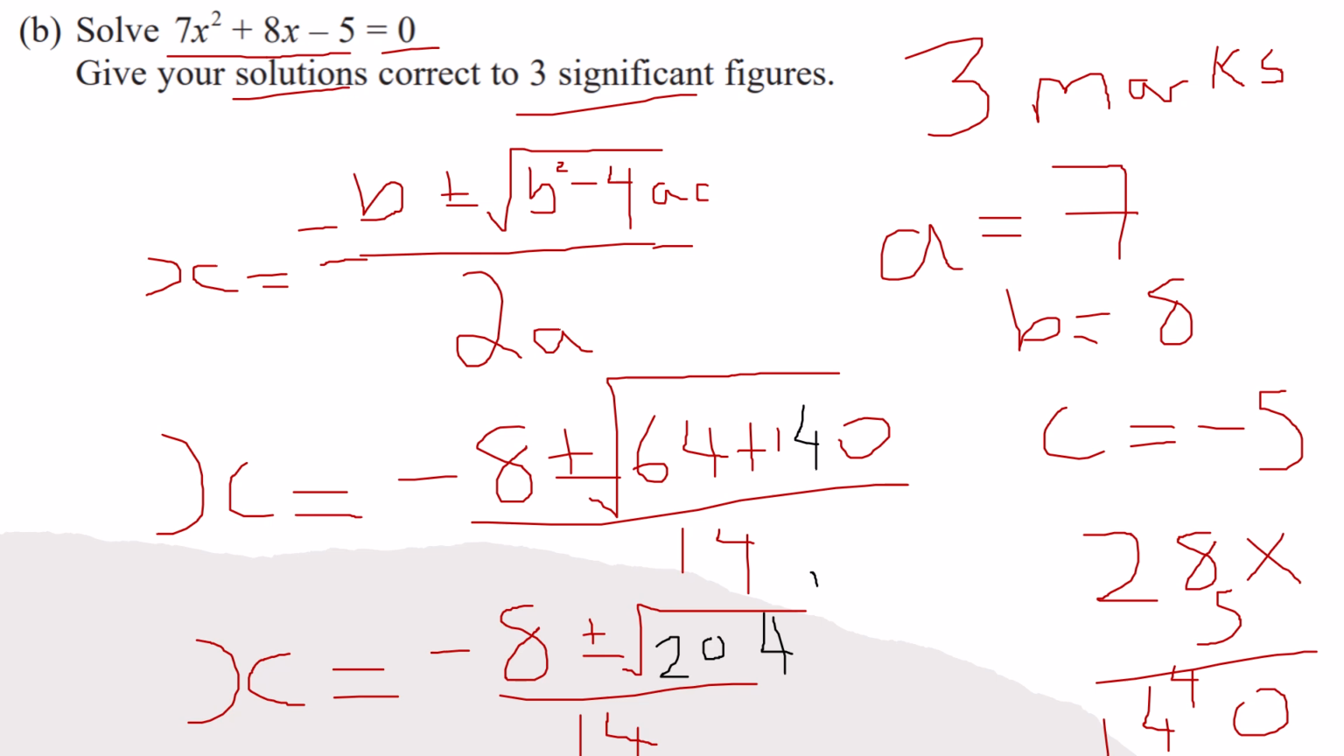So minus 8 plus the square root of 204 all over 14. I'm going to press format and then decimalize it. So one of my solutions is going to be 0.44523, to 3 significant figures. Remember, it's the first non-zero number, that's going to be a 4 there. So it goes 4487, so the 8 rounds the 7 up, the 8 goes to a 9. Sorry, I can't even write today, guys.